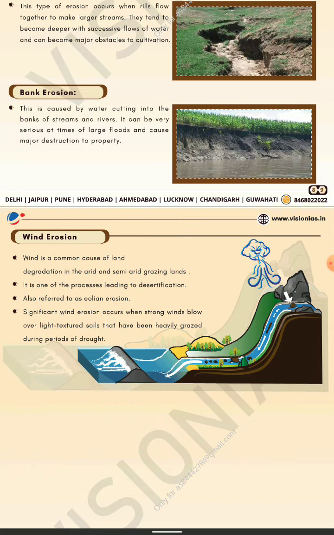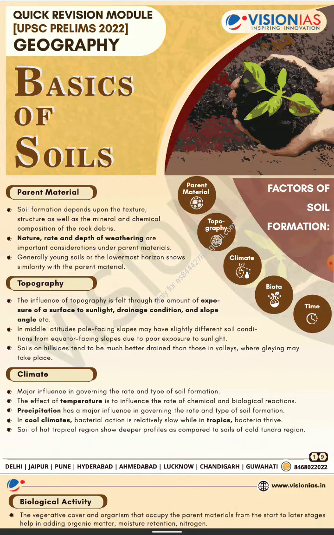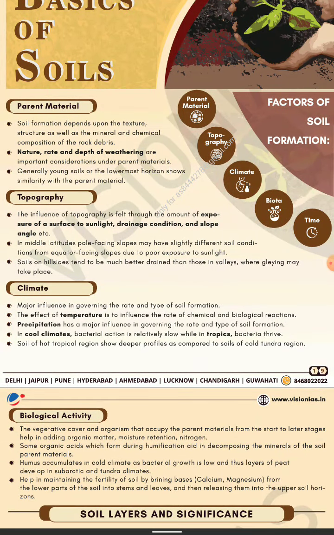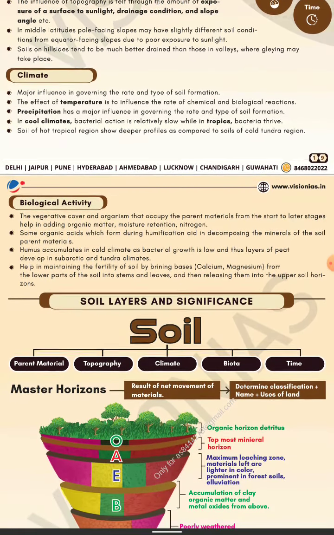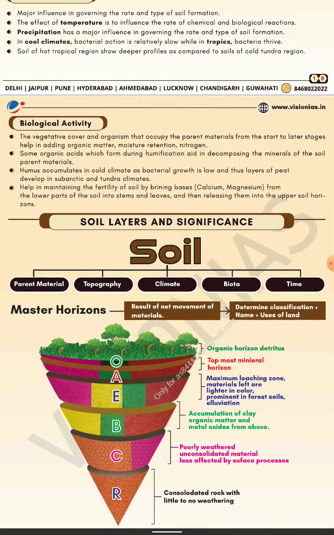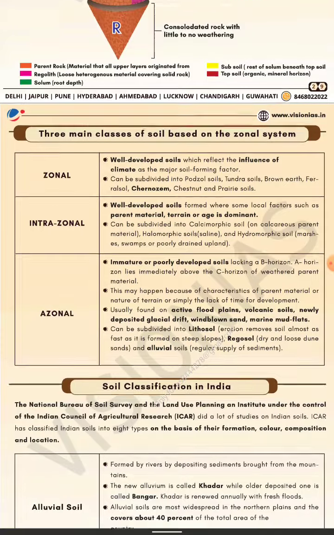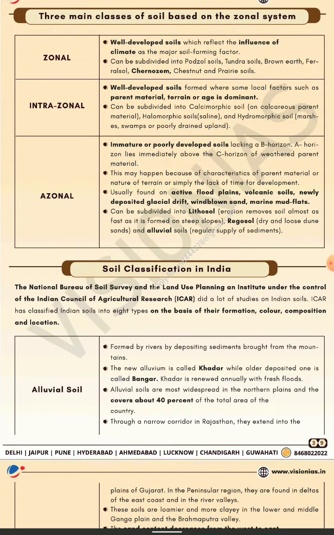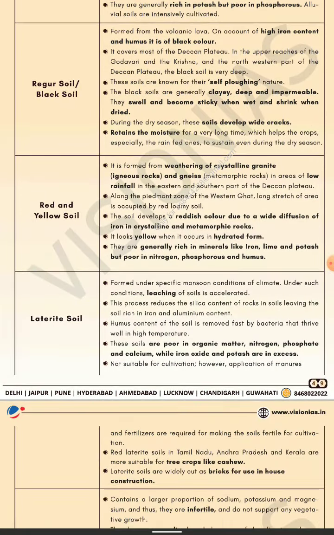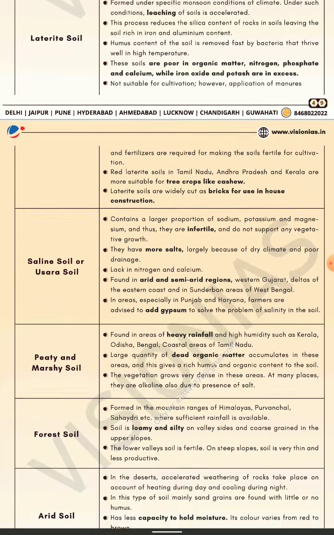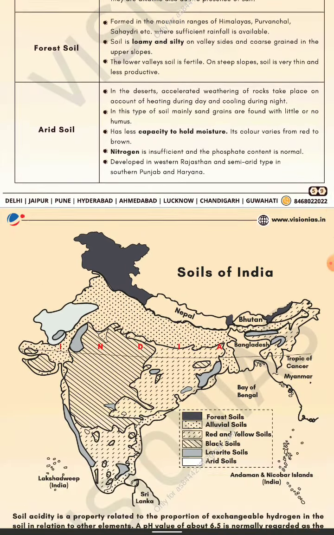Then you have more to revise on these sections. You have gone through it, you have revised it. The basics of the soil, the parent materials, the topographic climate, the biotic activities, the soil layers, the soil maintenance, what is the biotic, and then you have realized the zonal, interzonal, what is the zonal, then you have realized soil classification: alluvial soil, regur soil, black soil, red soil, yellow soil, laterite soil, saline soil, peat and marsh soil, then the forest soil and the arid soil.